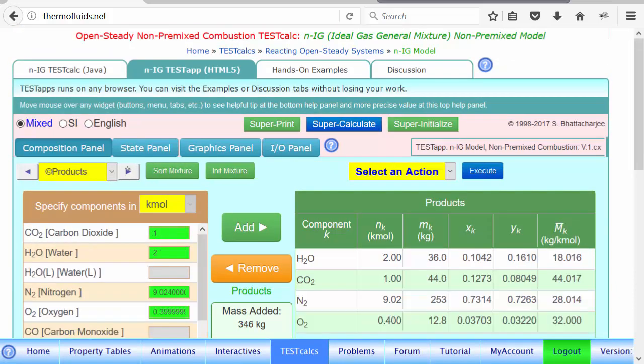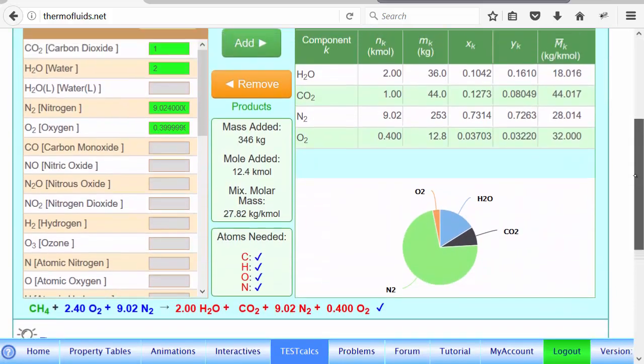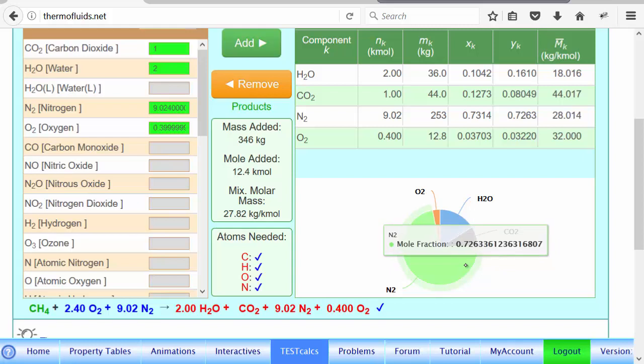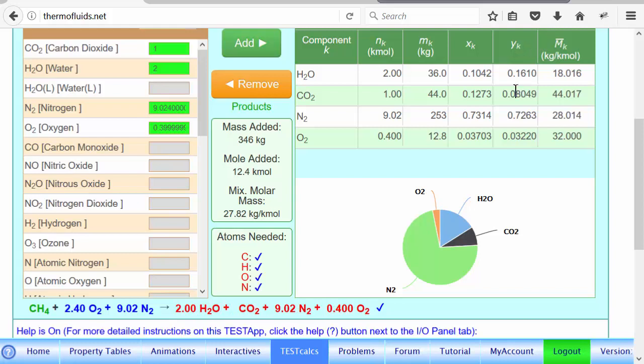Let's go to the products panel, and you can see that the composition is shown again in a pie chart, and the vast majority of it is nitrogen. But you can figure out the mole fraction of each from the chemical reaction right here. If you know the moles of every species, you know the total moles of the products. So for instance, what will be the mole fraction of the carbon dioxide? It will be 1 divided by 2 plus 1 plus 9.02 plus 0.4. You'll find the carbon dioxide mole fraction is 0.08.